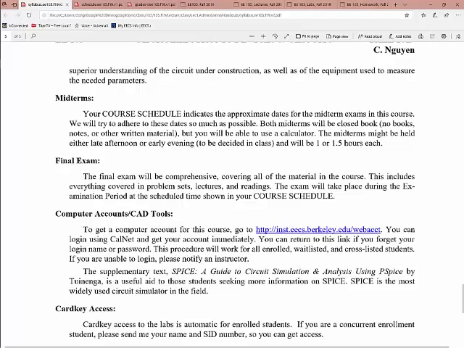Final exam, that's going to be comprehensive, covering all the course material. But you know what happens with that. Usually it's going to cover more towards the end of the course, that type of material.